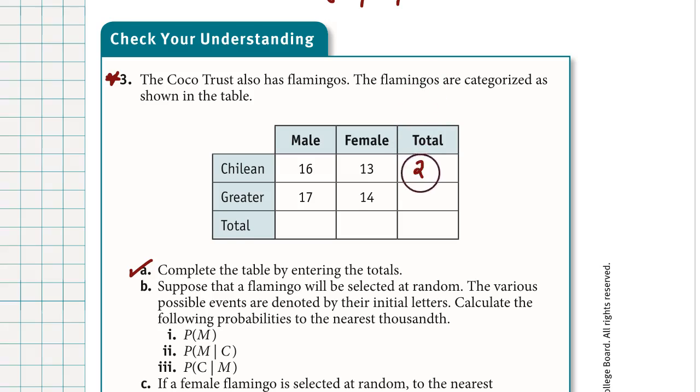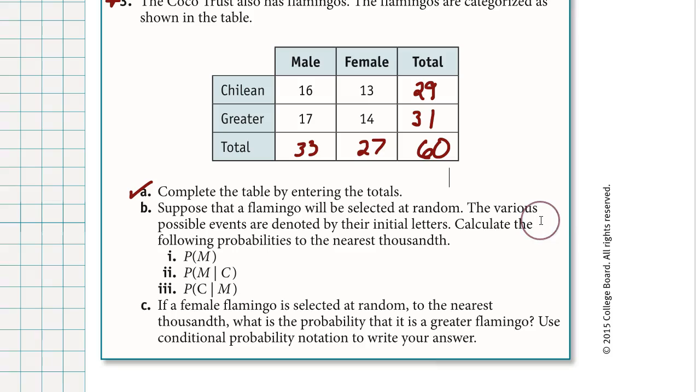The answer is 29 here, 31 here, 33 here, 27 here, and a total of 60. Now we can do question B, which asks for probabilities. Suppose that a flamingo is selected at random, and use the letter M for male, F for female, and so on. Calculate the following probabilities to the nearest thousandth. That means get a fraction, but then use your calculator to give the decimal to 3 places.